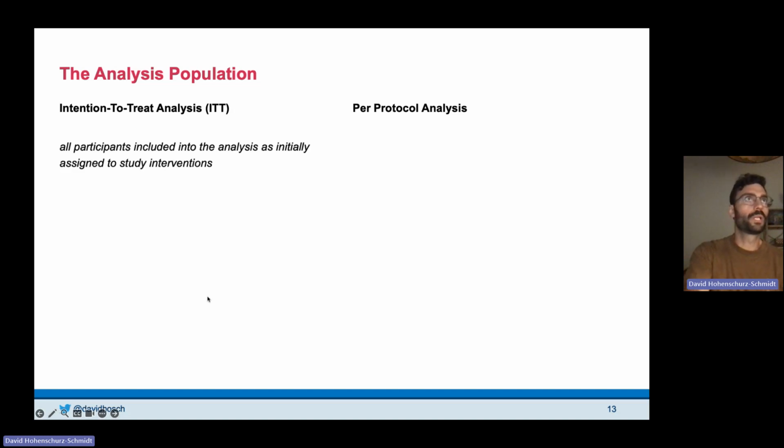In a normal intention to treat analysis, all participants are included in the analysis as they are initially assigned to study interventions. That preserves the randomized nature of the trial. That's irrespective of how much of the study intervention they completed or whether they attended any treatment sessions at all. ITT analyses can arguably prevent bias, and they do reflect real-world circumstances.